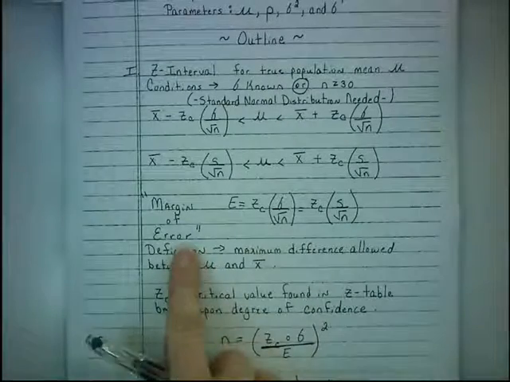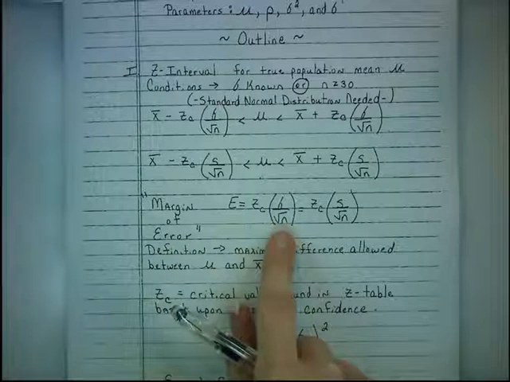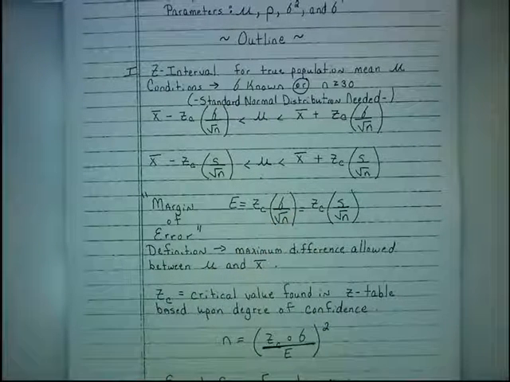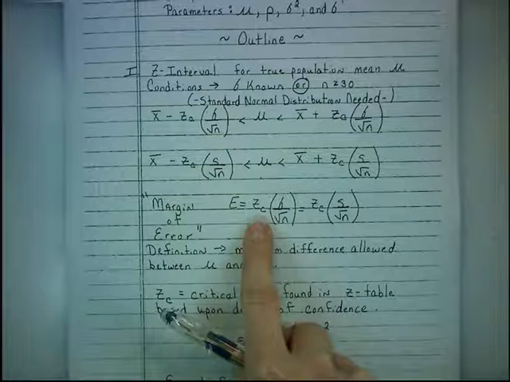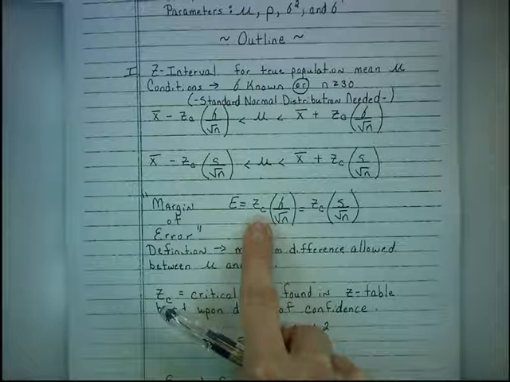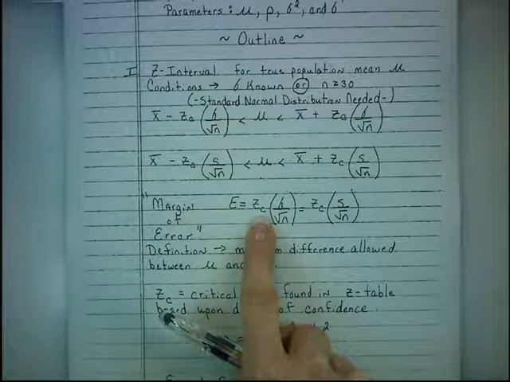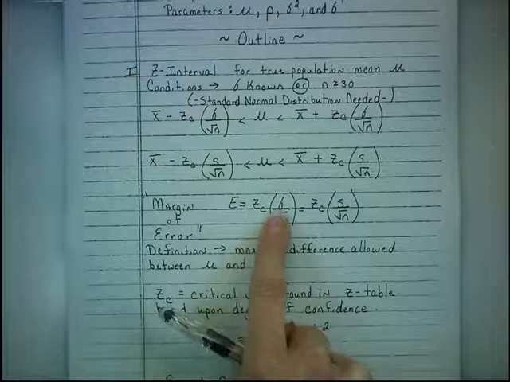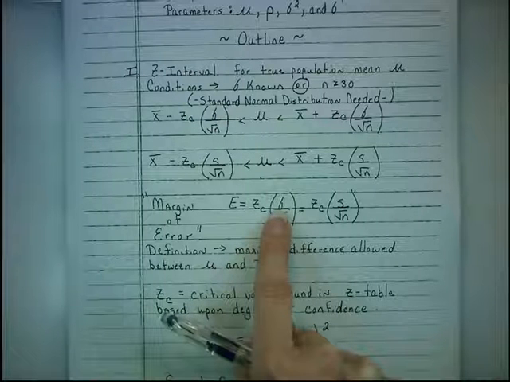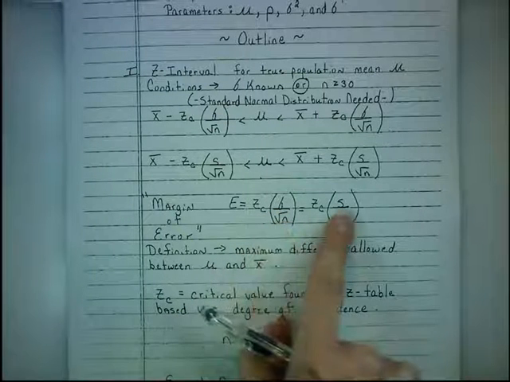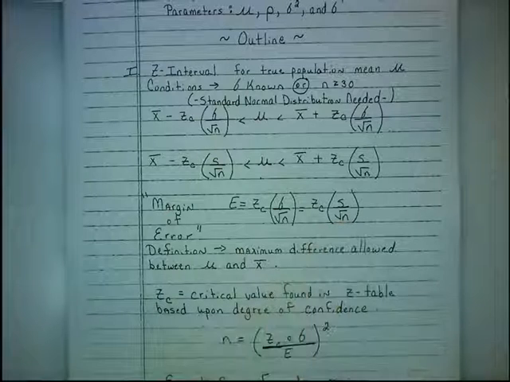Now the number that you subtract and the number you add is called the margin of error, and that is Z times sigma over the square root of n, or Z times S over the square root of n. Z is going to be the Z-score found in the Z-table, and I'll show you how to find those. They come from knowing your degree of confidence in the given word problem. Sigma is population standard deviation, N is sample size, S is sample standard deviation, and N again is sample size.